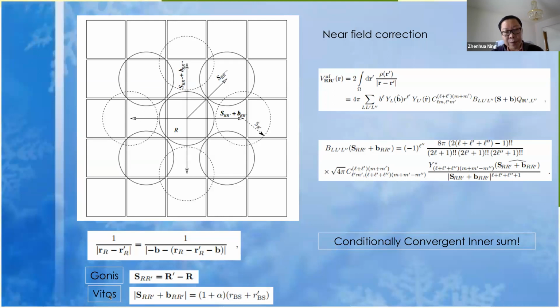But Witters proposed that this B vector should depend on the radius of the bounding sphere. But no matter which option you use, this near field correction is conditionally convergent. So it's not so good for real calculation.